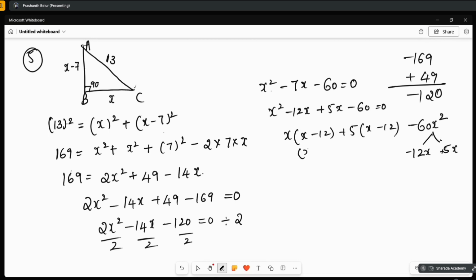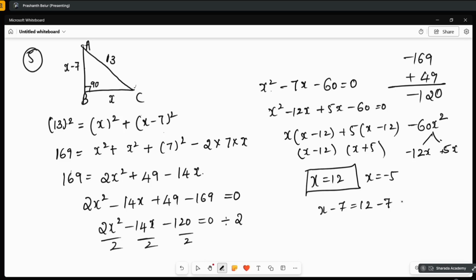So x minus 12 into x plus 5. So x is equal to 12 and x is equal to minus 5. And the side can be a positive number, right? Not a negative number. So x is equal to 12. And x is 12, so base is 12. So what will be x minus 7? So 12 minus 7, that is 5. So base is equal to 12 and altitude is equal to 5. And if you see, it is a triplet, right? 12, 5 and 13, triplet you will get.